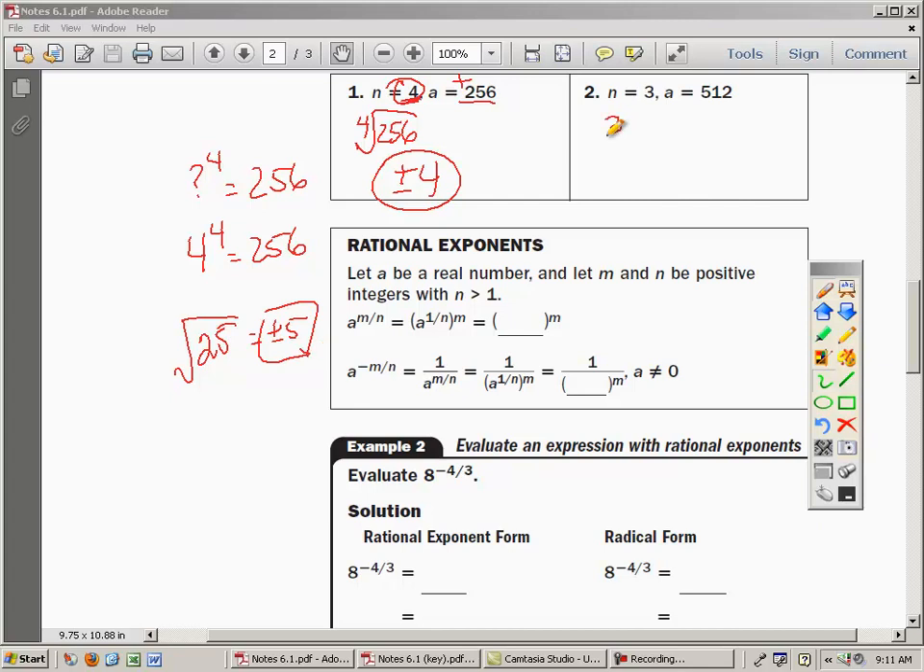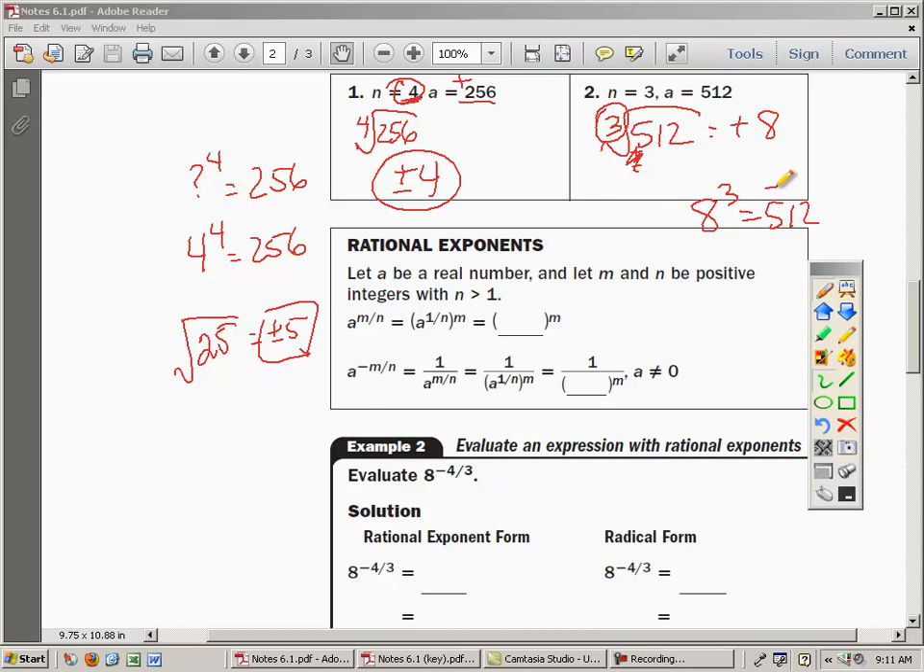All right, what about the third root of 512? Well, the third root of 512, again, this is odd, so it doesn't matter if this is positive or negative. In this case, because it's positive, I know my answer is going to be positive, because the only thing I can cube and get positive 512 is a positive number. And the number 8, if I do 8 to the third power, I get 512.